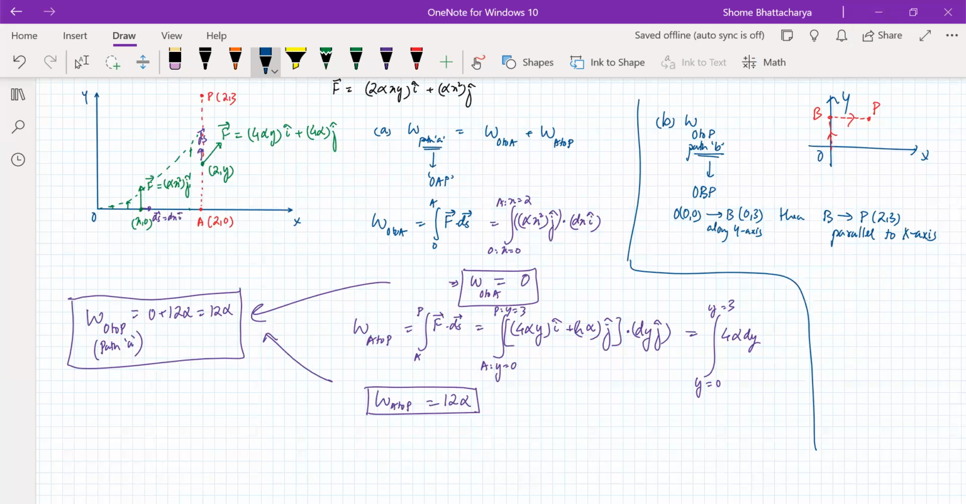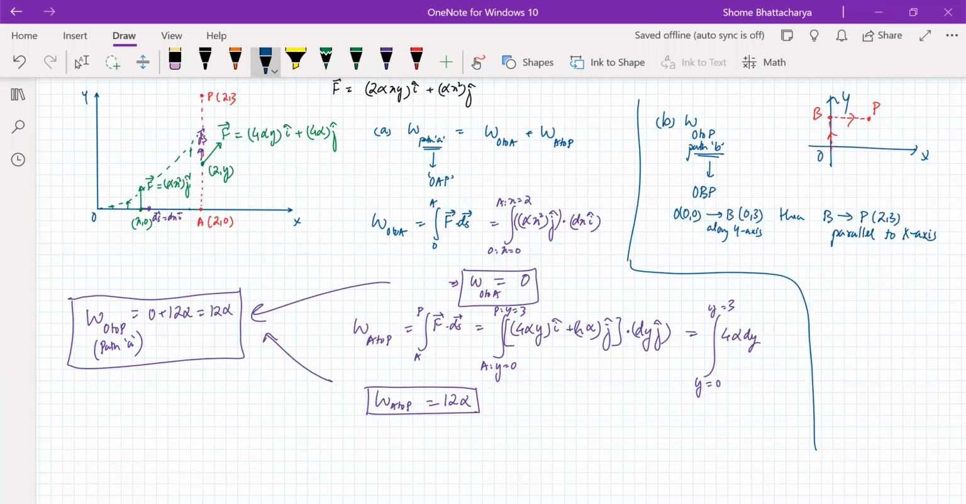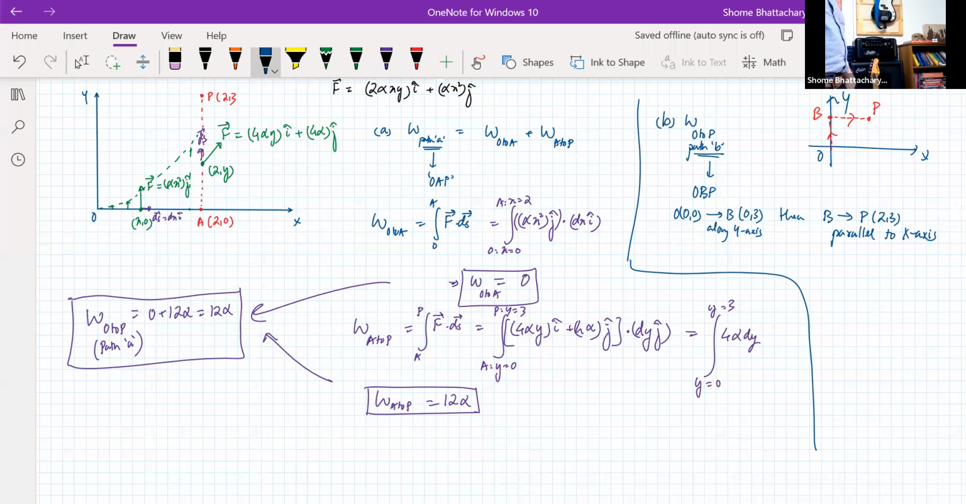Sir, I didn't get this, sir. Work done from... Okay, 1 minute. Yeah, which part you didn't get? Sir, the work done from O to A and then A to P, sir. Like, how do you get the values for alpha x square and all that, sir? Could you please explain that once again? Just see in the diagram, substitute. Any point between O and A, what is the coordinate of that point? x, 0.